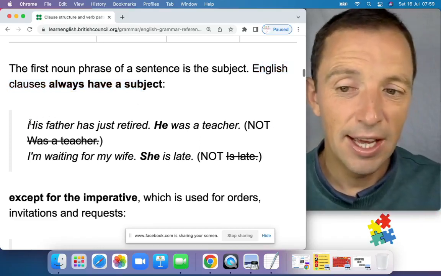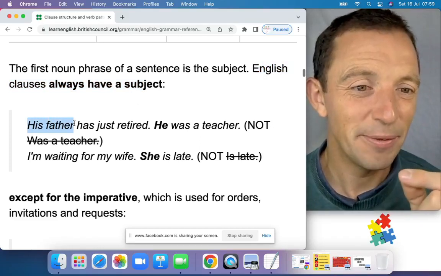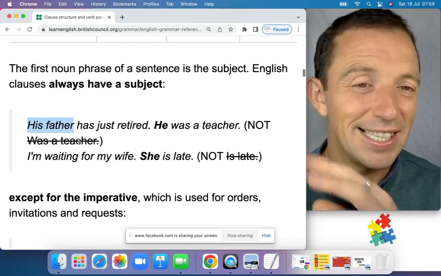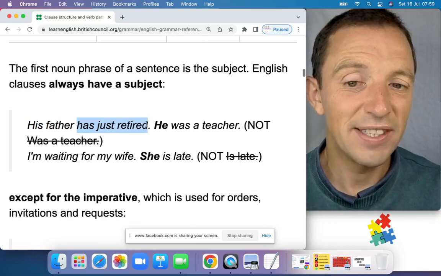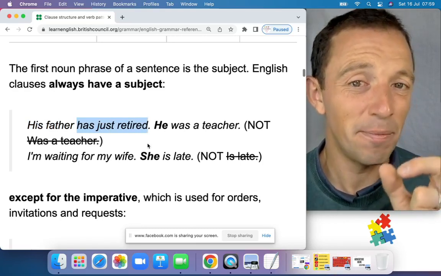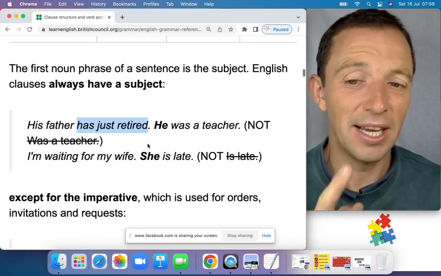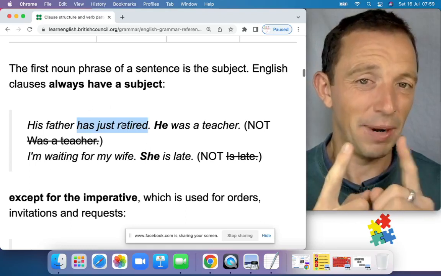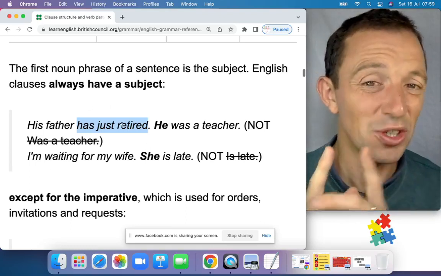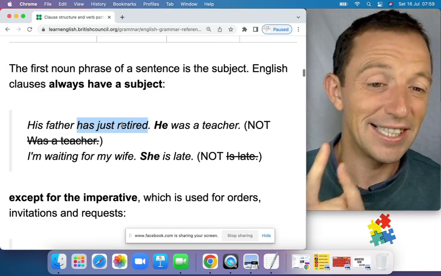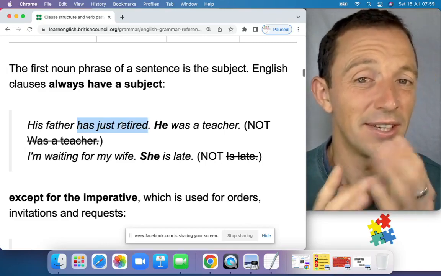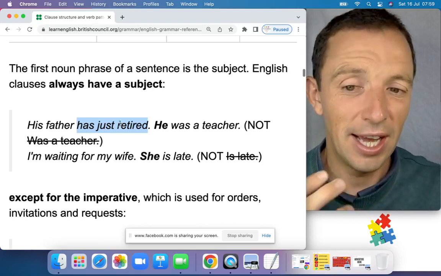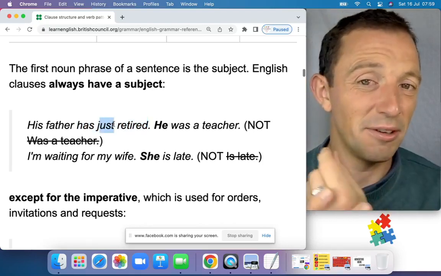For instance, his father is the subject, and this is the noun phrase. Has retired is the verb phrase. It's the present perfect, the auxiliary have, plus the participle. This is considered the present perfect. It started in the past, it's finished, but the consequences are very relevant to now, to the present, and just has the significance very recently.